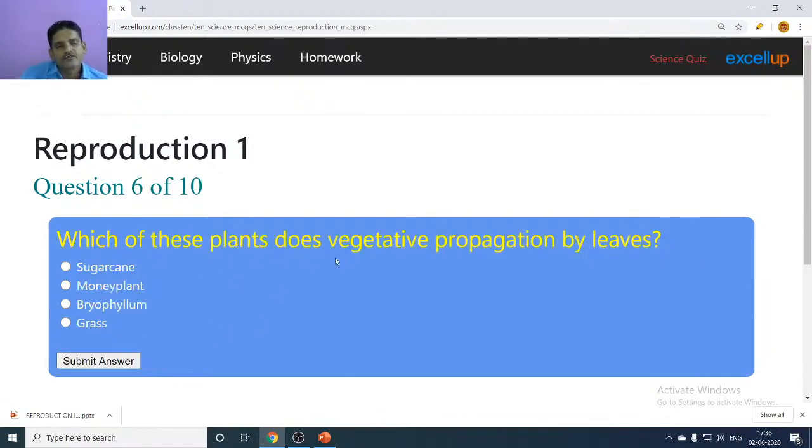Which of these plants does vegetative propagation by leaves? Hint I am giving: epiphyllous leaves, they are called. Identify from the following: sugarcane, money plant, bryophyllum, grass. Very good. Bryophyllum is undergoing vegetative propagation by leaf. So here sugarcane by stem cutting, money plant also by stem cutting, grass also by runners, stem only, nodes.